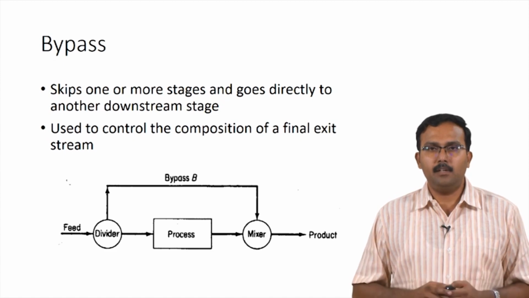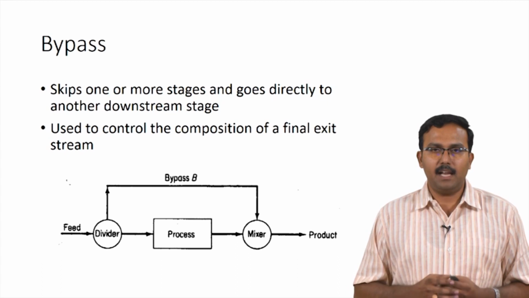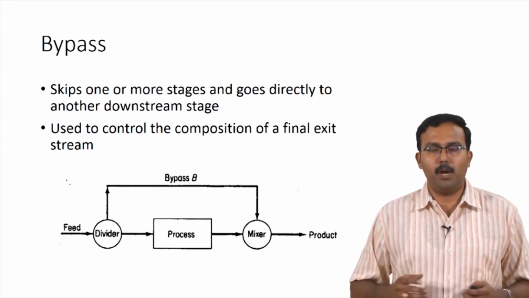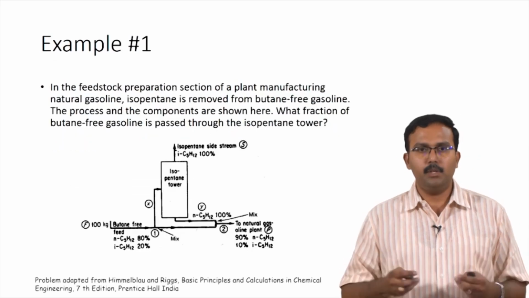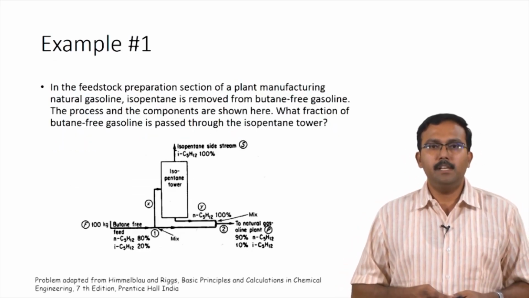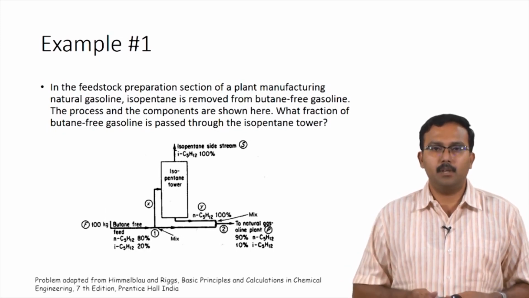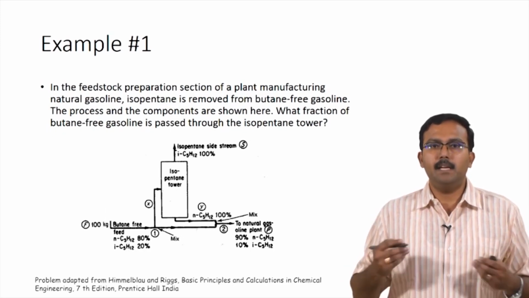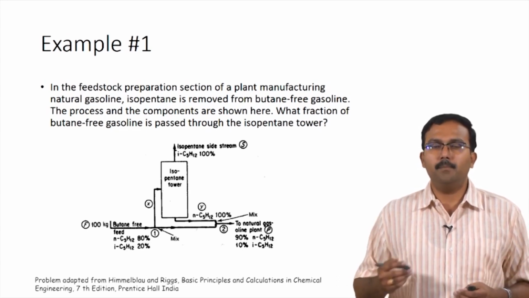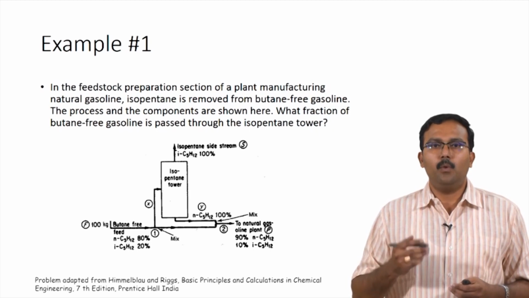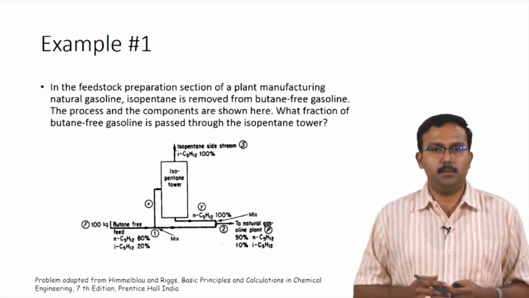So, having taken that into account, let us look at some example problems which give us clarity on how to approach such problems where you have a process with bypass. So, here is an example problem. In the feedstock preparation section of a plant manufacturing natural gasoline, isopentane is removed from butane free gasoline. The process and the components are shown here. What fraction of butane free gasoline is passed through the isopentane tower?